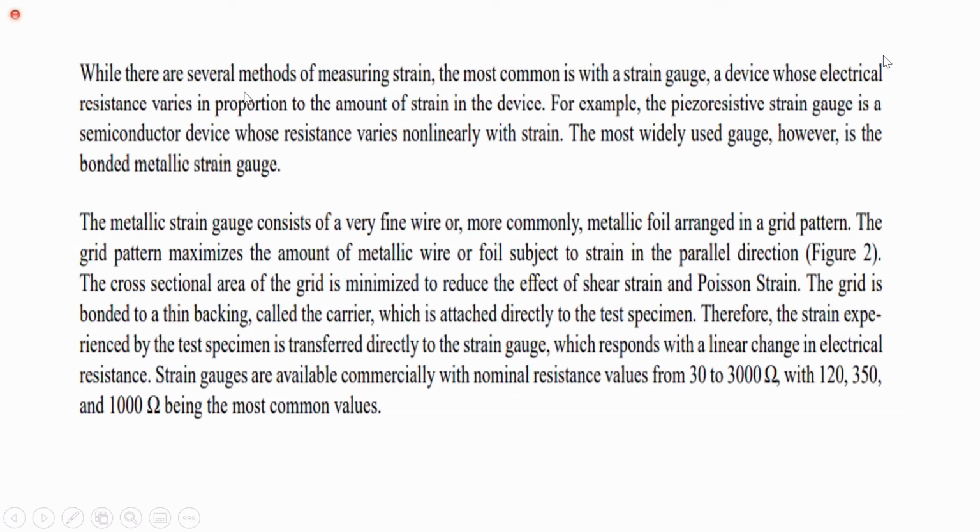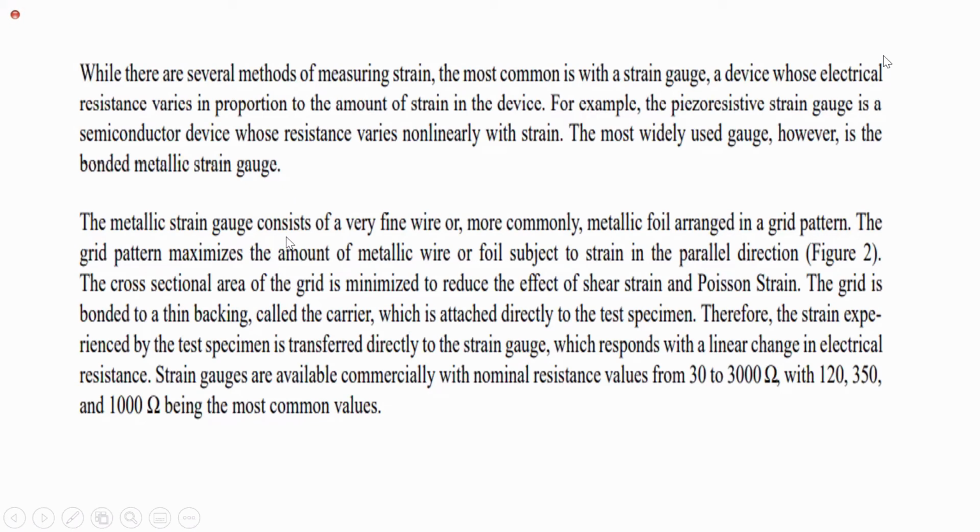While there are several methods of measuring strain, the most common is with a strain gauge, a device whose electrical resistance varies in proportion to the amount of strain in the device. For example, the piezo-resistive strain gauge is a semiconductor device whose resistance varies non-linearly with strain. The most widely used gauge, however, is the bonded metallic strain gauge.